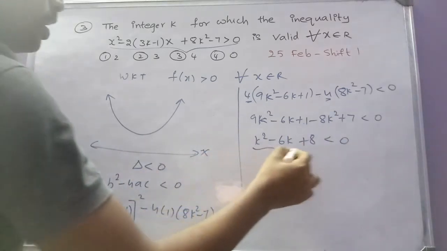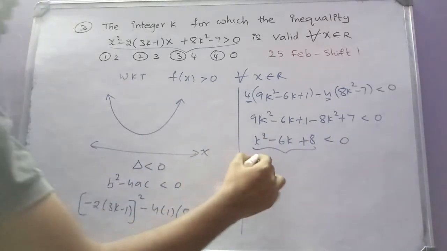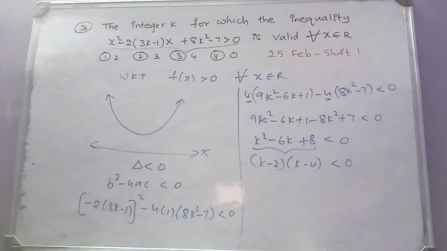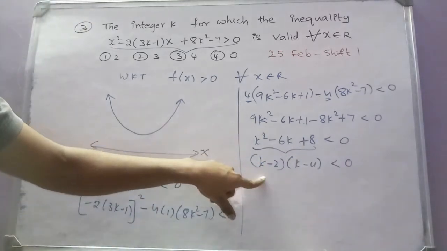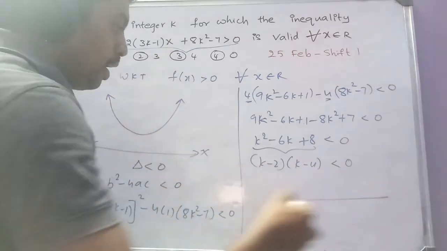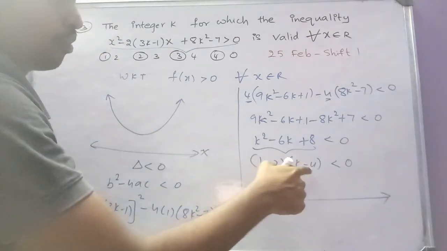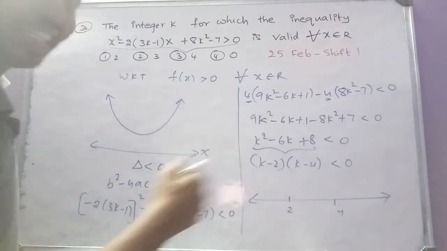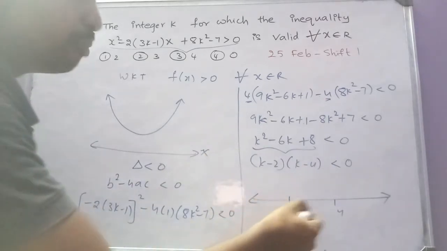So it is a quadratic polynomial which can be factorized as (k minus 2)(k minus 4) less than 0. To find the solution set of this inequality, let us take the number line and take the zeros of these two polynomials, 2 and 4. Since the symbol is less than, you are supposed to take the values between 2 and 4.